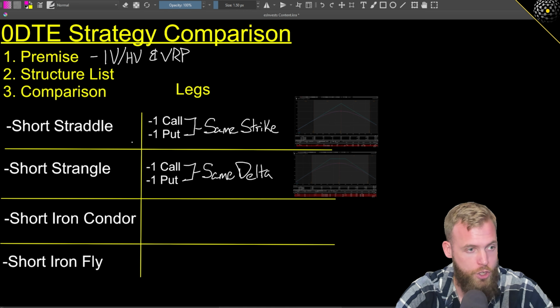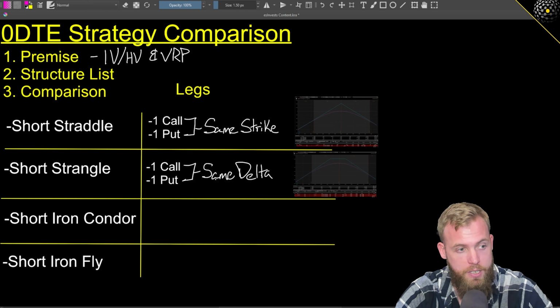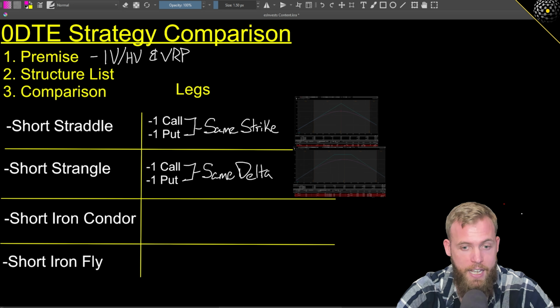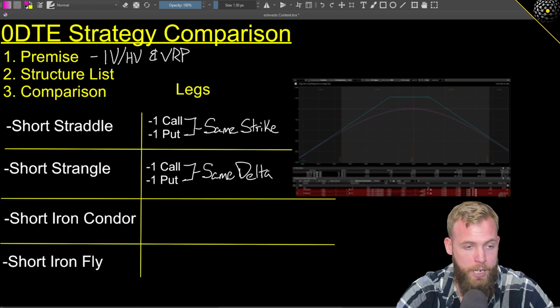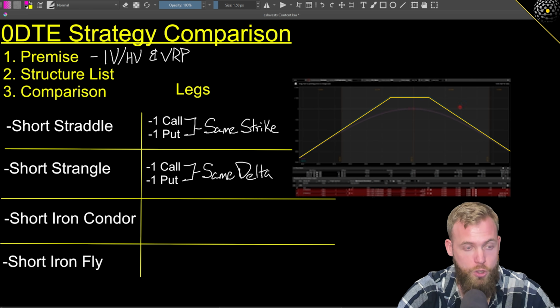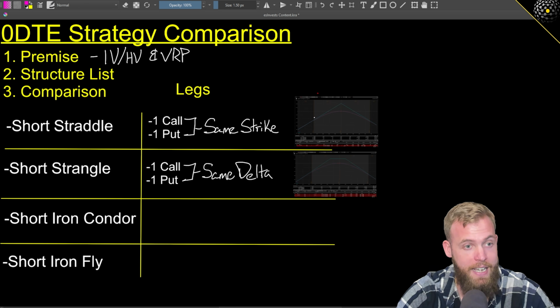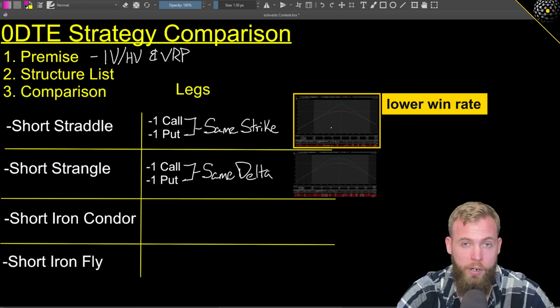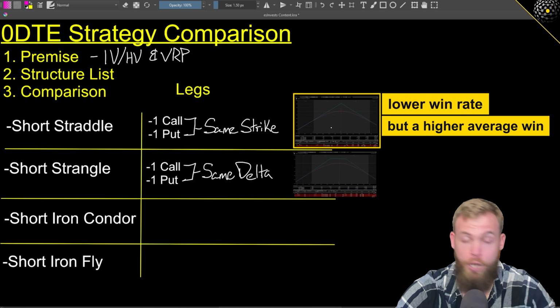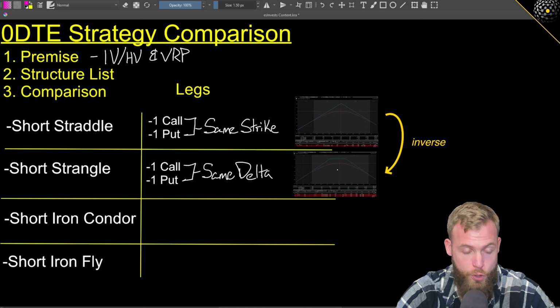Then we have the strangle, which is very similar, short a call, short a put, but these are typically at the same delta. They can be skewed, but a lot of times you'll see something like short a 30 delta call, short a 30 delta put, and then it gives you this kind of picture for the P&L graph, and this just gives you a wider range. What's the difference between these? Well, these typically will have a lower win rate, but a higher average win. That may or may not be your style, and it's kind of the inverse for these.